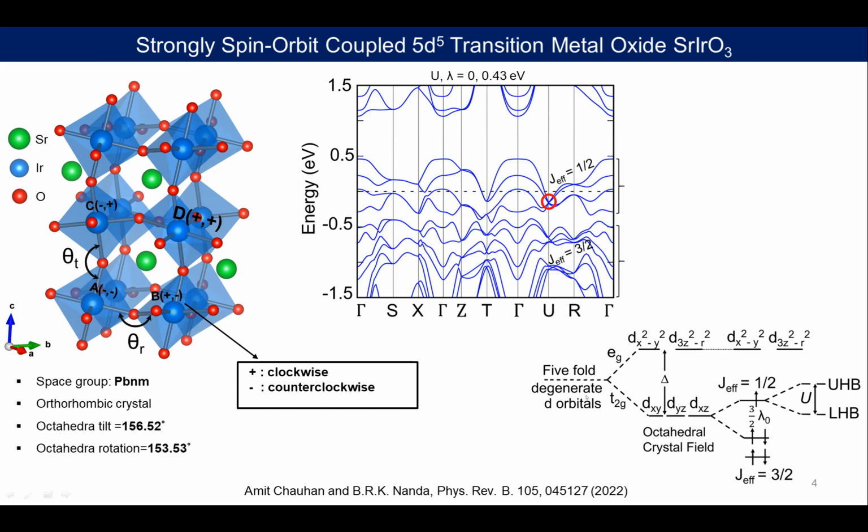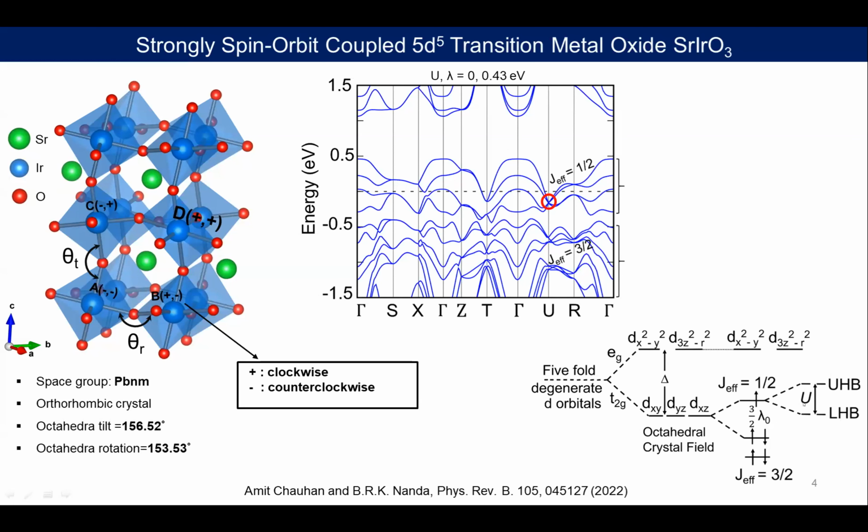So in the case of isolated atoms, as we all know, the d orbitals are all 5-fold degenerate, and when it comes to the crystalline environment, as a result of the crystal field, the 5-fold degeneracy is split into a 3-fold degenerate t2g manifold and a 2-fold degenerate eg manifold. And further, with the application of spin orbit coupling, the real spin states transform into pseudo spin J=3/2 and pseudo spin J=1/2 states, which are separated by a gap of 3/2 lambda, where lambda naught is the real spin orbit coupling strength in this material.